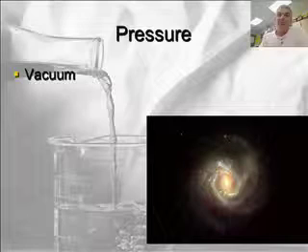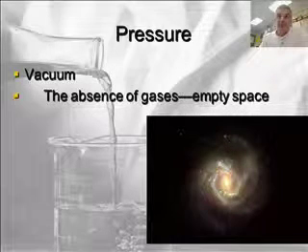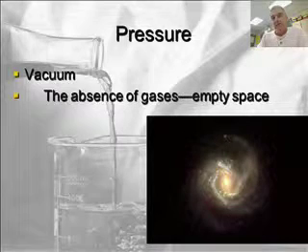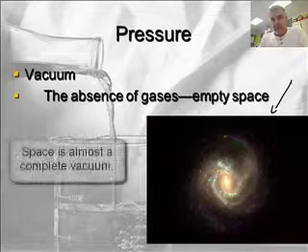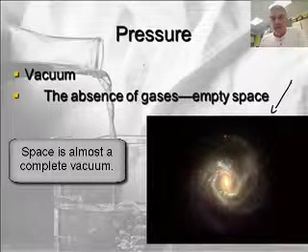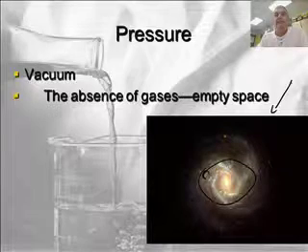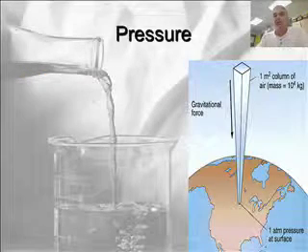Now, what the heck is a vacuum? Well, up in space is the absence of gases. A vacuum is where there is no gas. So it is considered a vacuum. So space is a vacuum because it is primarily empty space. Now, if you look at the picture here, I have a picture of a spiral galaxy, and there are gas clouds, which are stars and things in here, but most of space is just empty space.